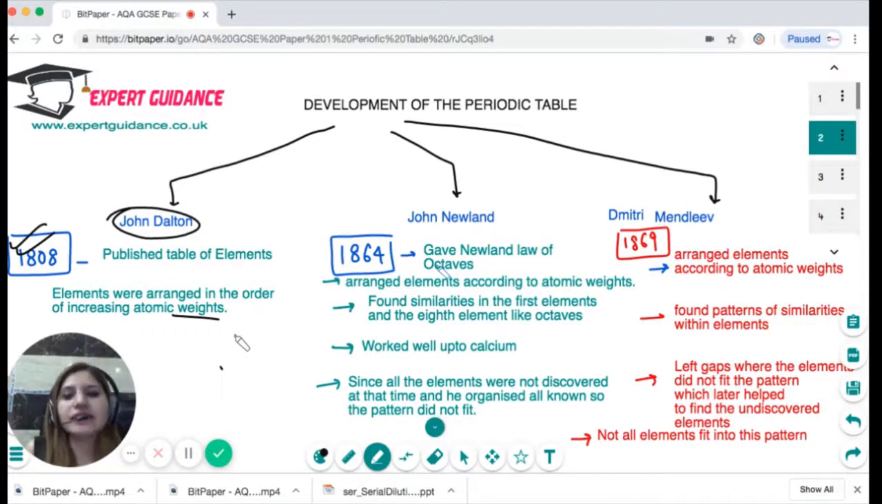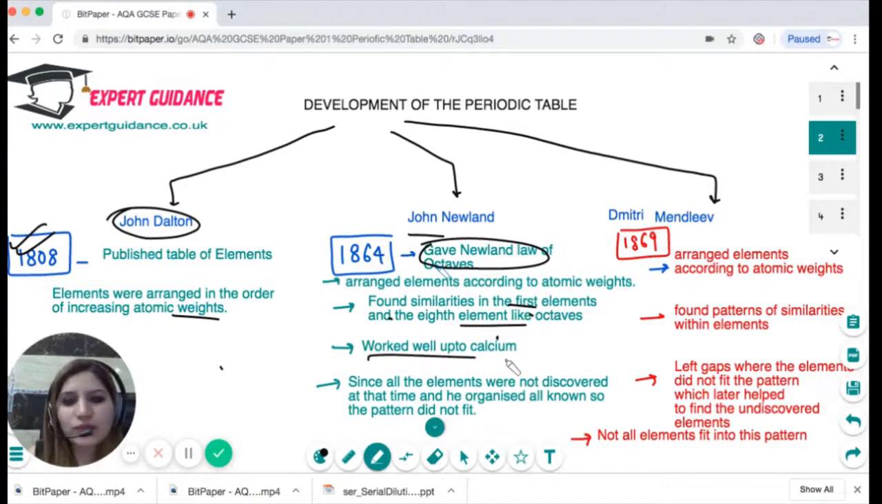Then in 1864 came another scientist called John Newlands, and he gave the Newlands Law of Octaves. What he did was arrange the elements according to their atomic weights, and he found that there was a similarity between the first element and the eighth element, like the octaves. His idea was okay as it worked well up to calcium, but the majority of the elements were not discovered at that time, so his idea of the first and eighth similarity did not fit with all the elements. So that was also rejected.